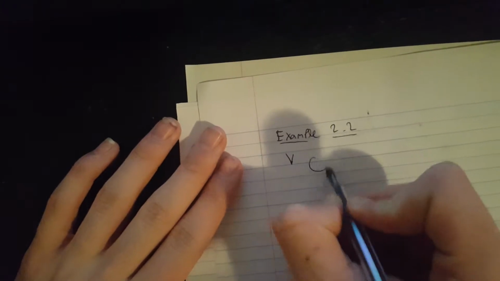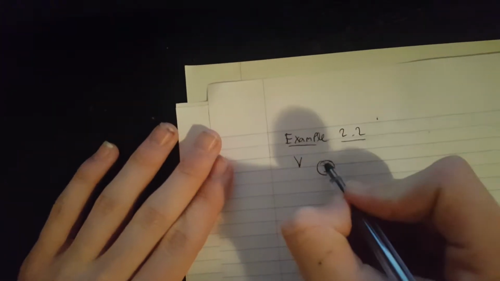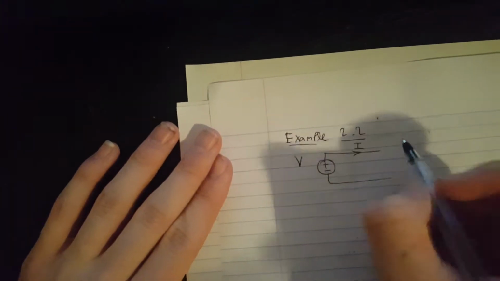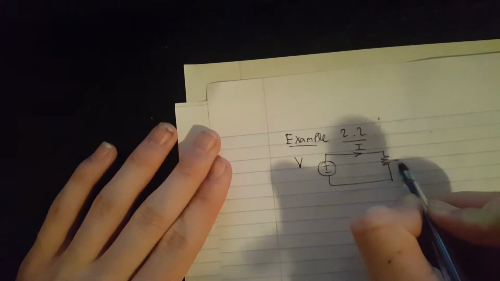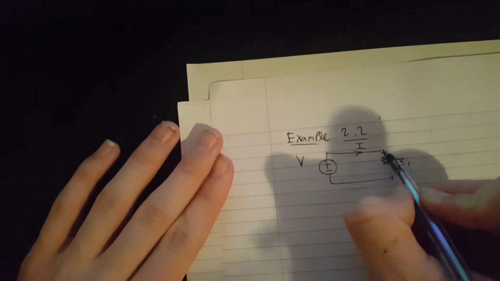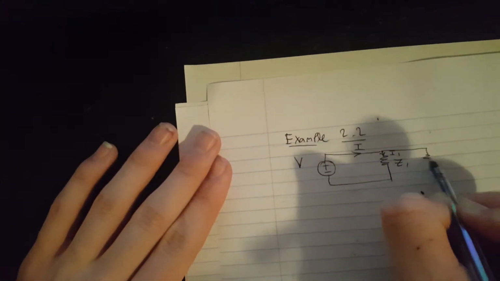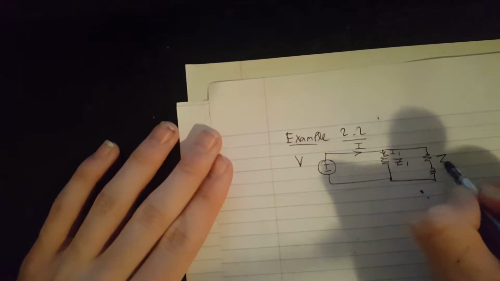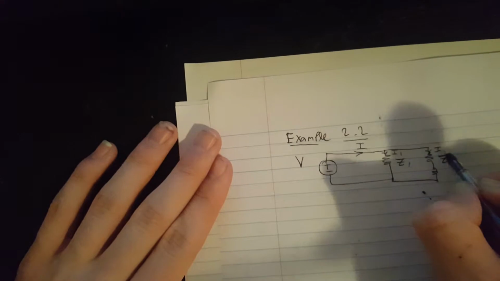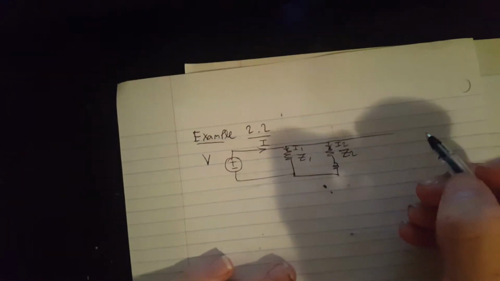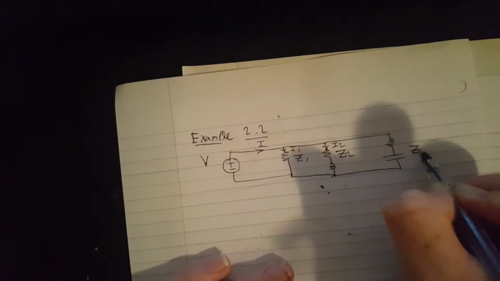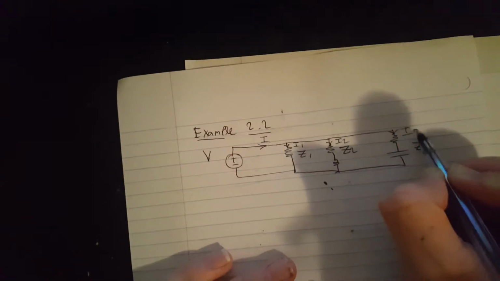You've got some voltage, plus or minus, and you've got some current I. Then you've got an impedance Z1 with some current I1, another impedance and an inductance Z2, and this current is I2. And finally, you have a resistor and a capacitor. And we call this impedance Z3 with the current I3.